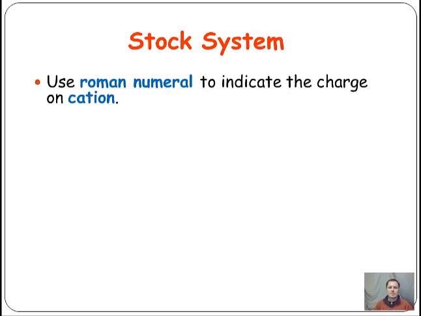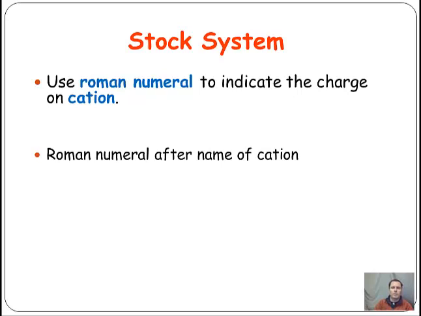So the stock system uses Roman numerals to indicate the charge of the cation. Remember, the cation is the positive ion. And remember, for variable charge, all of them are going to be cations. There's no negative anions that we worry about. So remember, you're going to put the Roman numeral after the name of the ion. Make sure you remember our Roman numerals there.